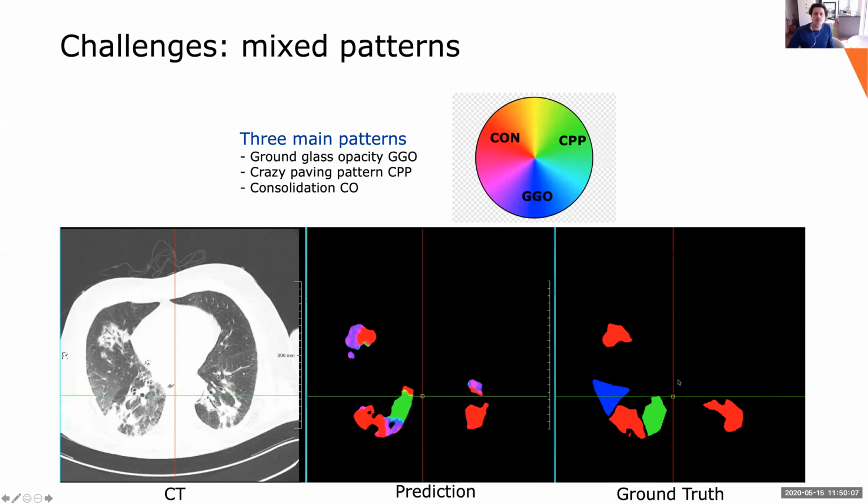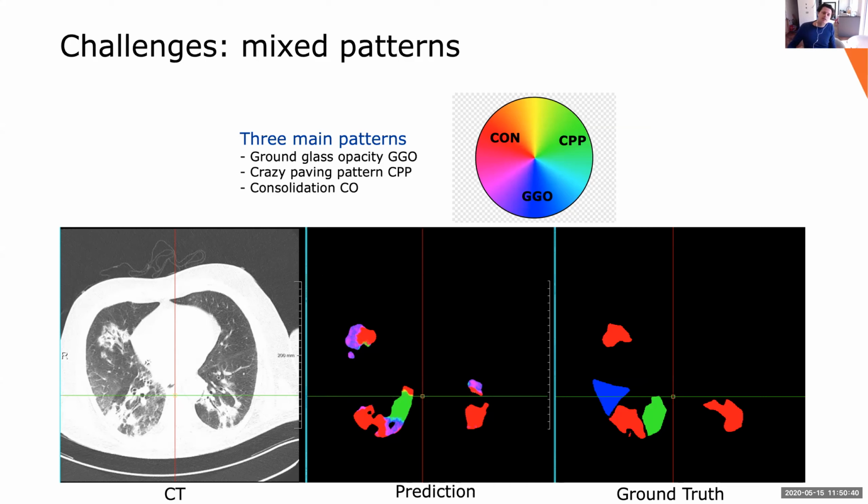The biggest challenge there, as Johan mentioned, is that ground glass opacities, crazy paving, and consolidation constitute the main patterns that we observe. But as you can see in the image on the left as well, the patterns are a bit mixed. There is not a clear line where one pattern stops and another one starts. And if you would let a radiologist annotate this image, or several radiologists, you would get different answers.